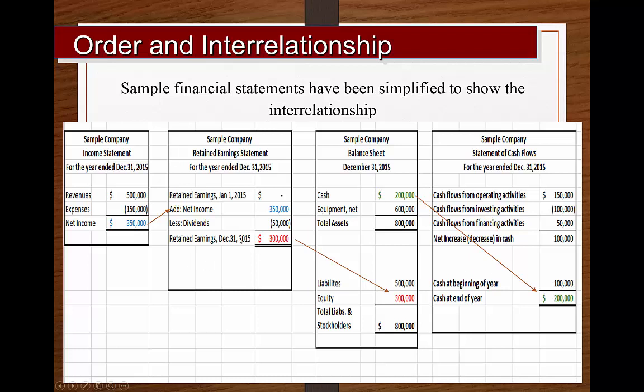So I hope you enjoyed this very short presentation, and we're going to spend a lot more time learning how to prepare these statements and understanding the interrelationship between them all.